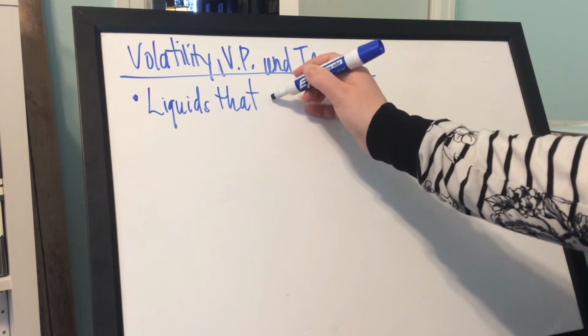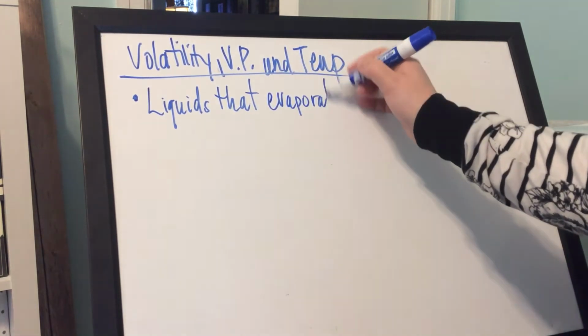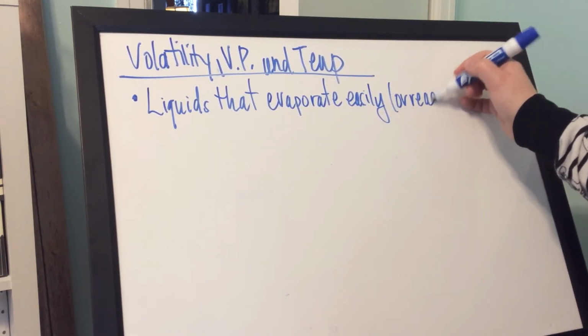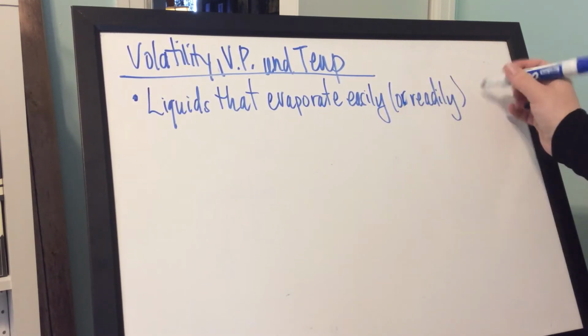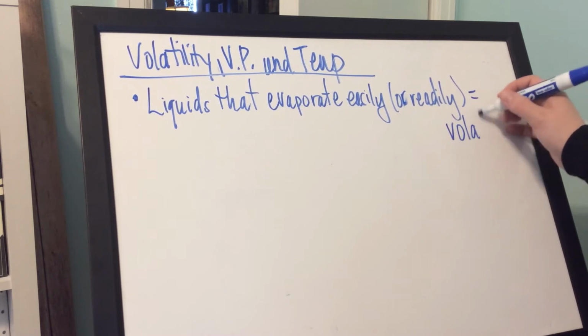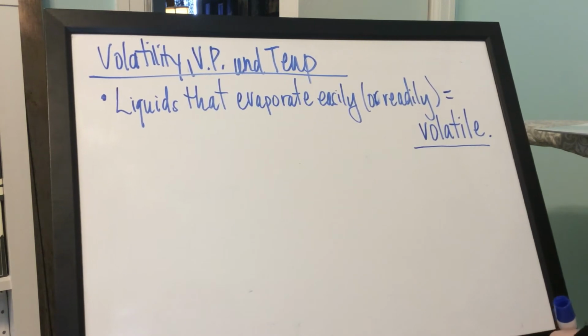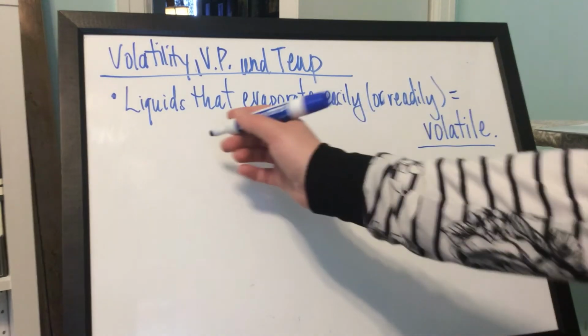So, liquids that evaporate easily or readily, you might hear it said, are said to be volatile. Okay, it doesn't necessarily mean they're reactive. It just means that they evaporate much easier than other liquids. And I bet you can't guess what this is dependent upon. It's dependent upon intermolecular forces.